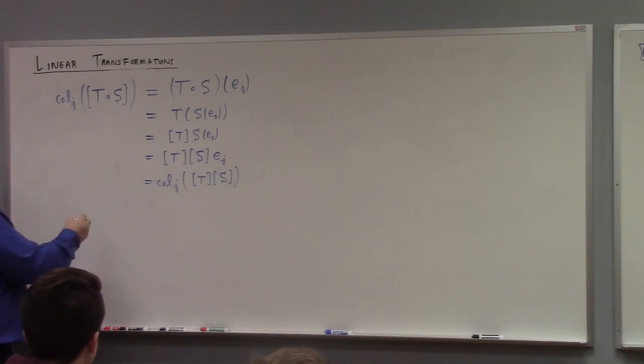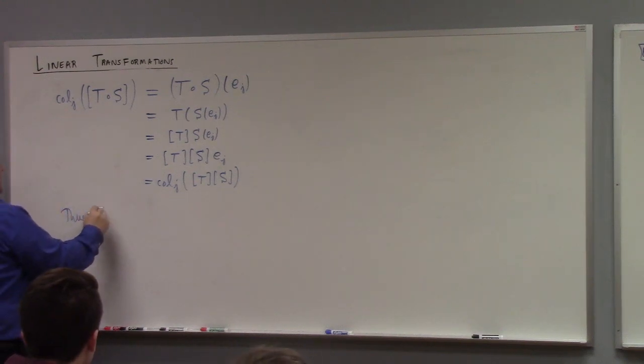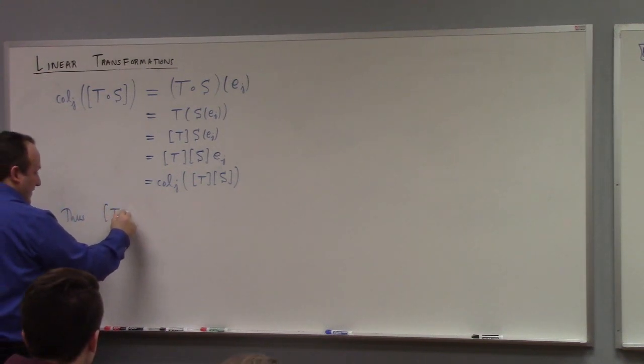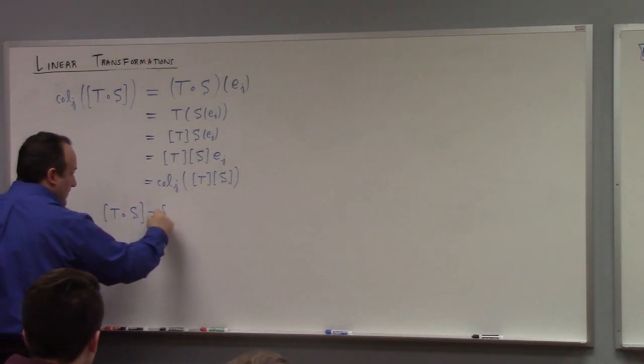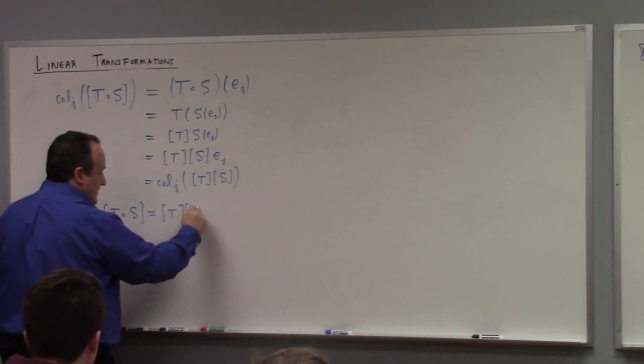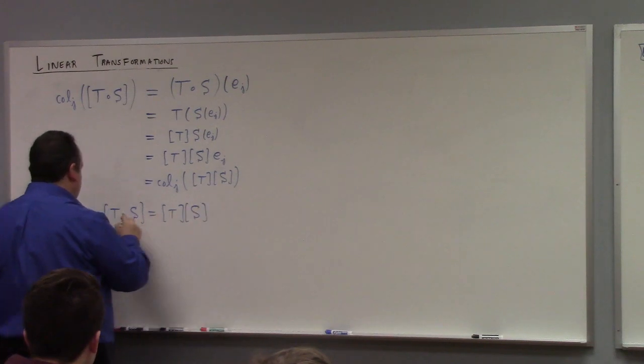So therefore, thus, we find the following result: the standard matrix of the composite is simply the product of the standard matrices of the transformations being composed.